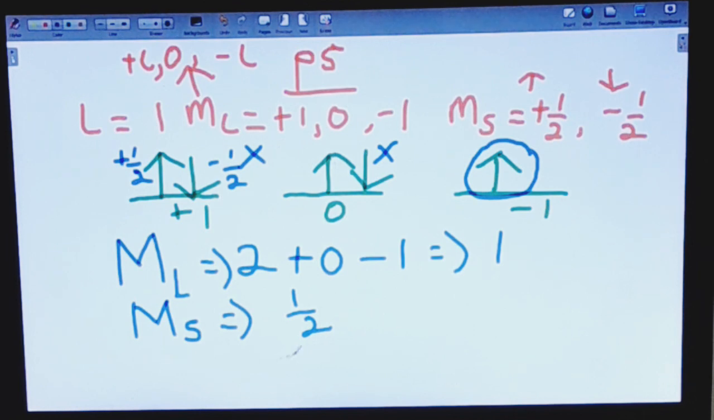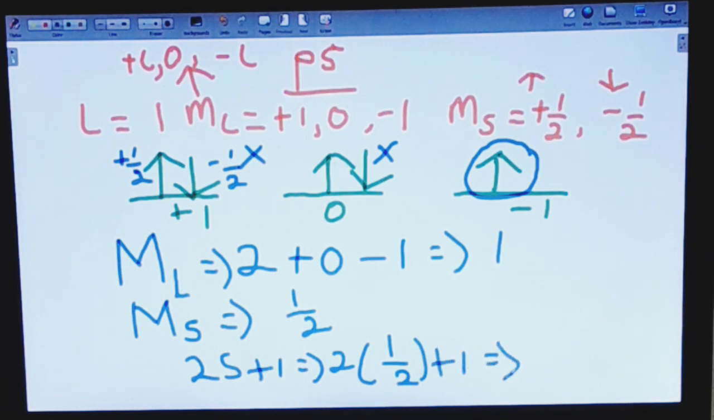Then we calculate the spin multiplicity, which is 2S + 1, where the S represents the total spin angular momentum. So that is 2 times 1/2 plus 1. So we have 2.